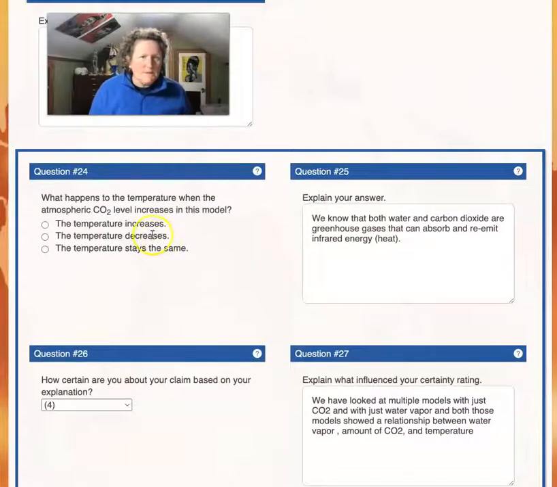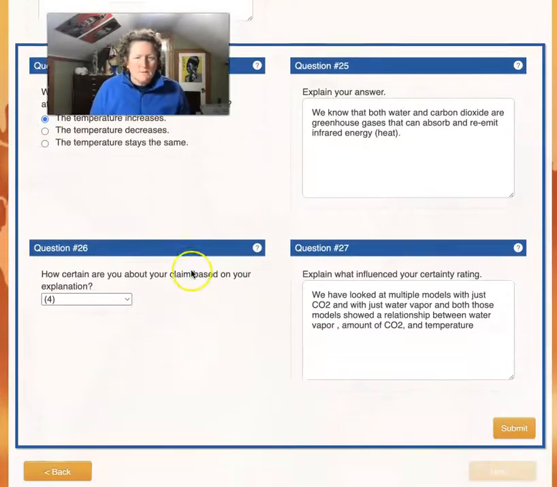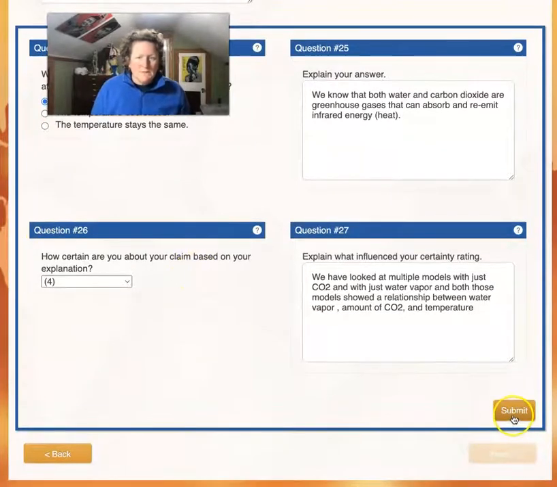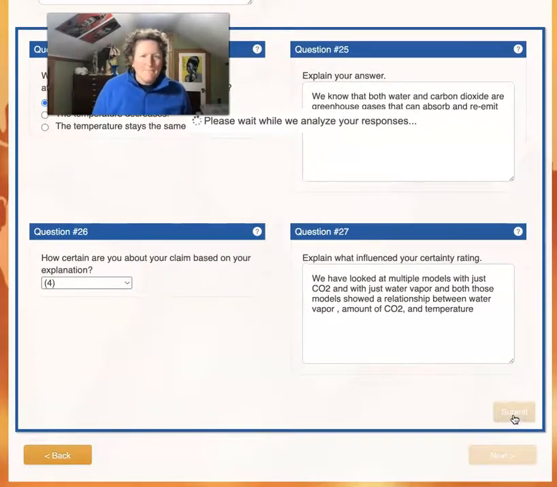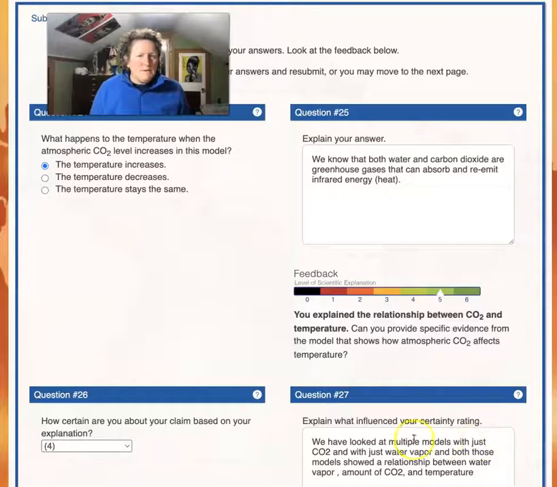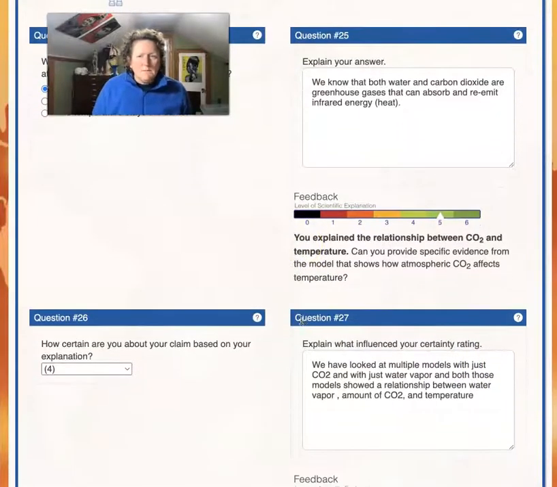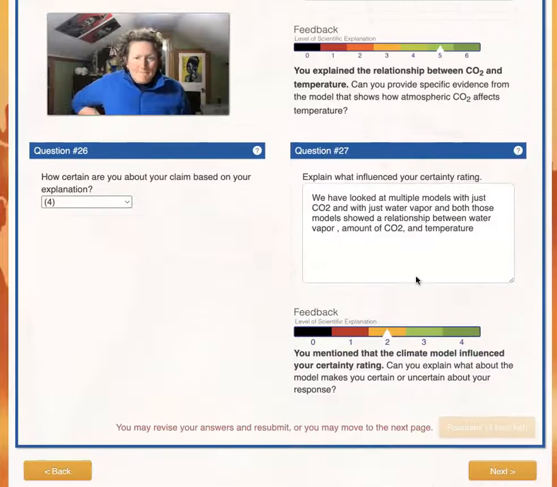Oh, I forgot to say. What happens to the temperature when the atmospheric CO2 level increases? Well, the temperature is going to increase. Hopefully you saw that in the graph and it's not a big surprise. HasBot's going to grade our answers. It's going to give me some specific feedback. Can you provide specific evidence from the model that shows how atmospheric CO2 affects temperature? So I'll leave that up to you to follow up on the feedback here from HasBot.